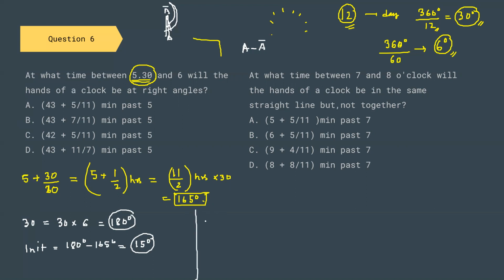But what we want is 90 degrees. We already have an angle of 15 degrees. We are yet to cover 75 degrees. Now, how many minutes are we going to take to cover 75 degrees? Let us think, or let us imagine one thing.